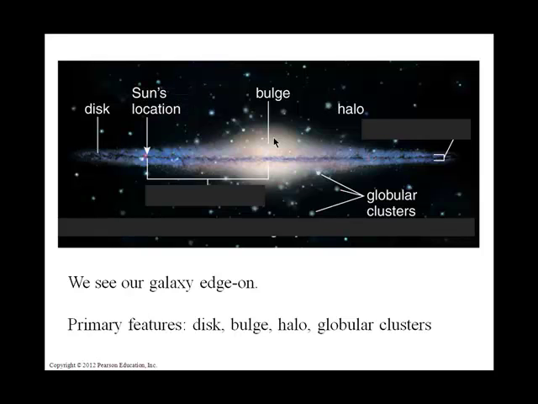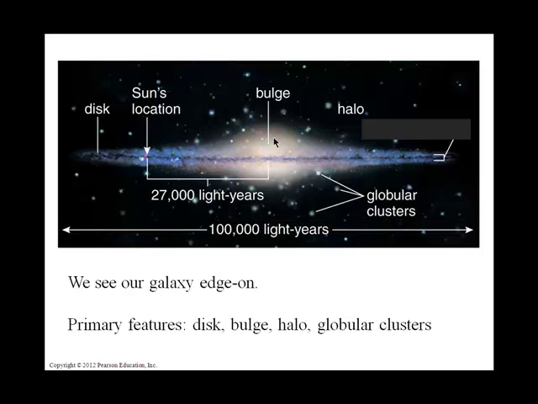So our sun is located about halfway from the bulge to the edge of our disk, about 27,000 light years from the bulge. From side to side, just like the Monty Python song says, the Milky Way galaxy is about 100,000 light years, and it's about 1,000 light years thick.